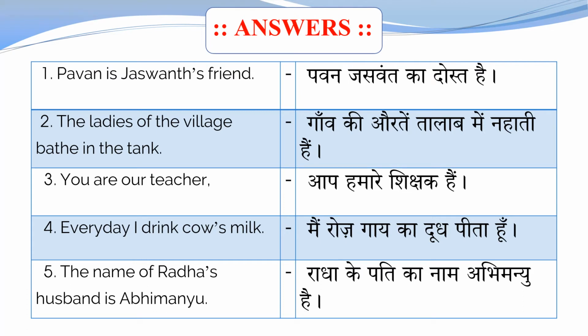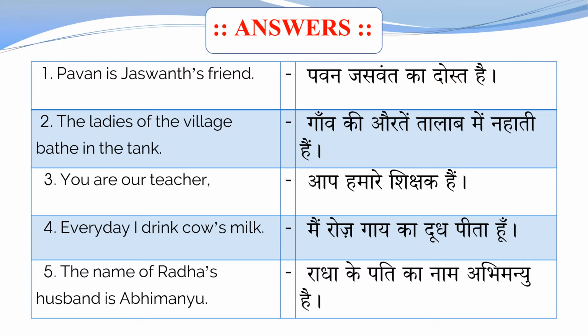Second one, the ladies of the village bathe in the tank. The ladies, plural form, which gives auratein. Village means gaon. Here we have ladies of the village. Remember a small trick here. When we have phrases like ladies of the village, we need to swap the words. So, the village comes first and then the ladies. So, we say it as gaon first and then auratein.